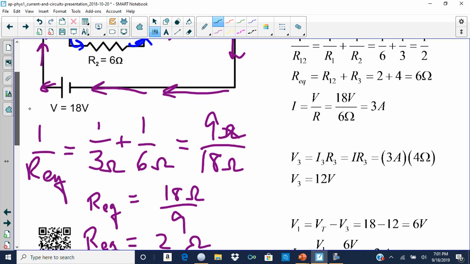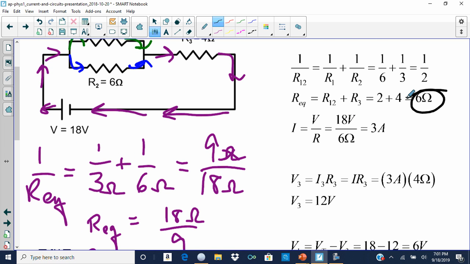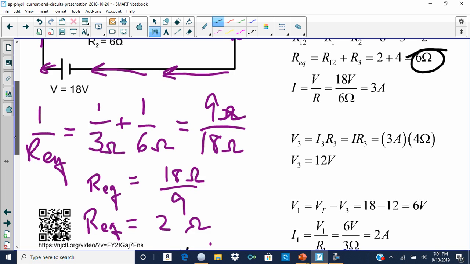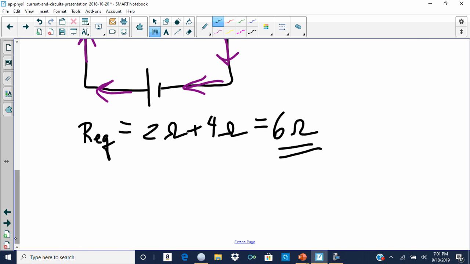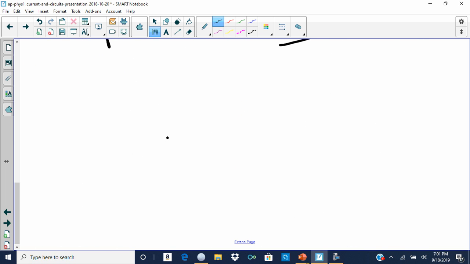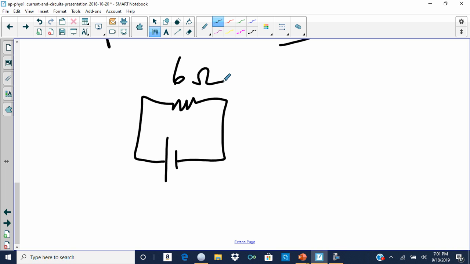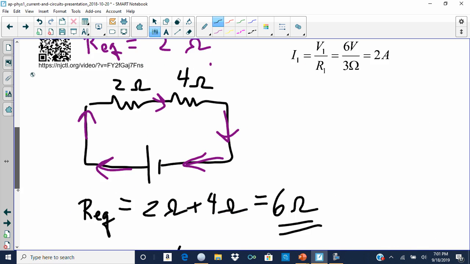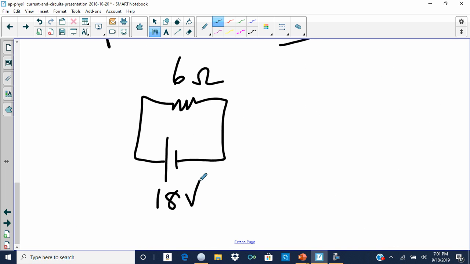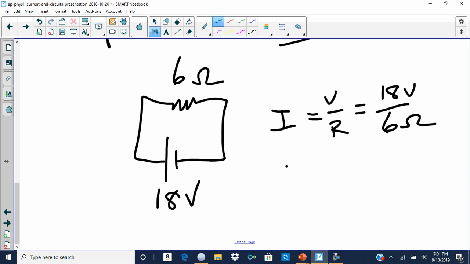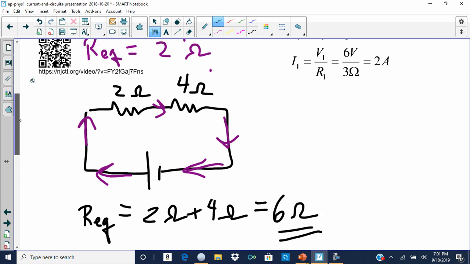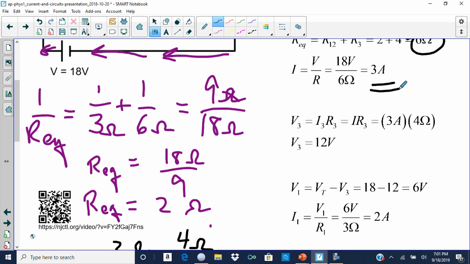And that's what they get here. They do some steps all together. I don't like doing that. Now what I effectively have is a circuit that has one resistor that is 6 ohms, and the battery is an 18-volt battery. In order to find the current, I is equal to V over R, which is 18 volts divided by 6 ohms, and that means the current is going to be 3 amps. And there you get it, 3 amps.